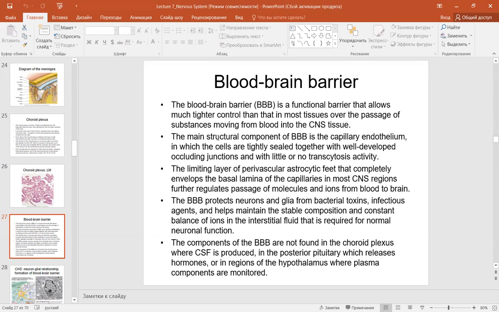The components of blood-brain barrier are not found in the choroid plexus where cerebrospinal fluid is produced, in the posterior pituitary, which releases hormones, and in regions of the hypothalamus where plasma components are monitored.